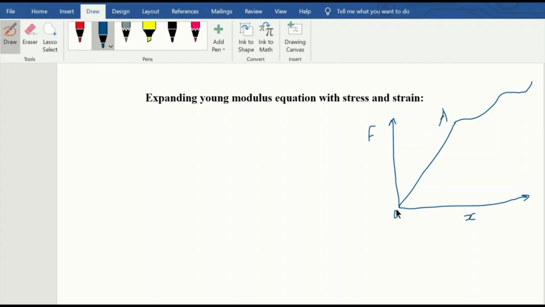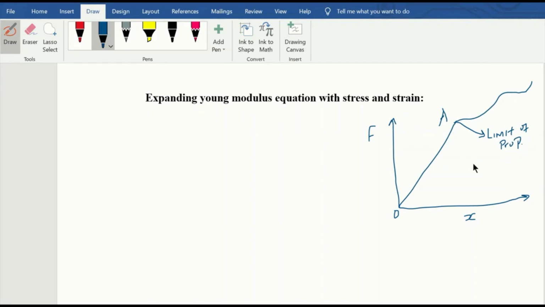So, from 0 to point A is the region where the force is proportional to the extension. From 0 to A, as the force increases, the extension increases. We call this point here, where the material starts to bend, the limit of proportionality. Limit of proportionality.